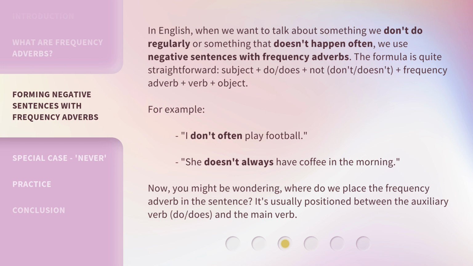Now, you might be wondering, where do we place the frequency adverb in the sentence? It's usually positioned between the auxiliary verb, do or does, and the main verb.